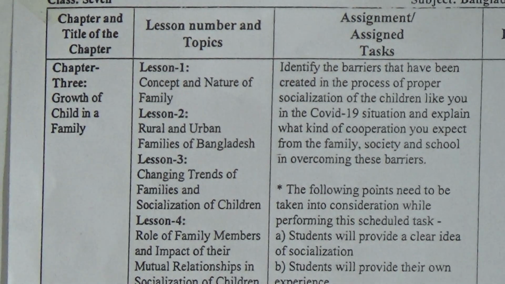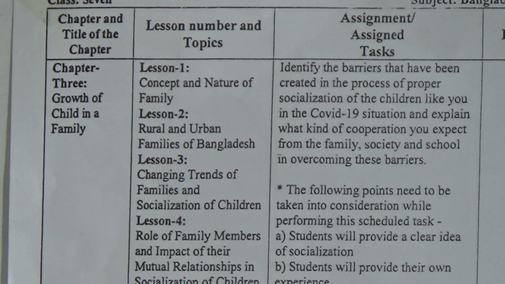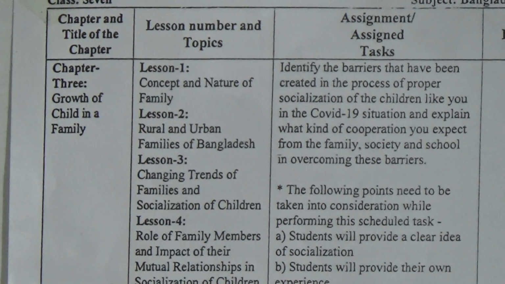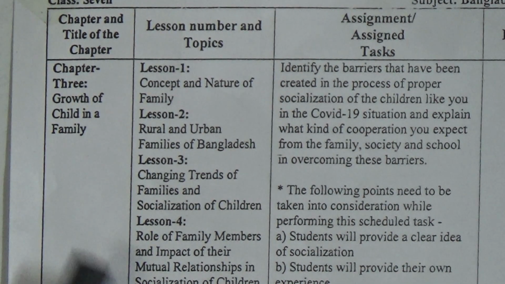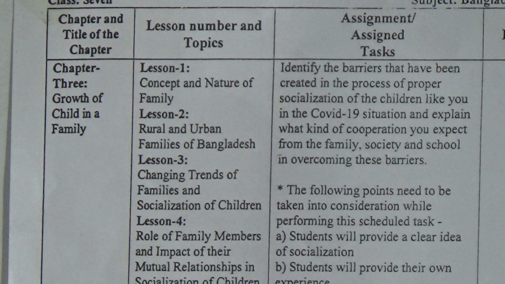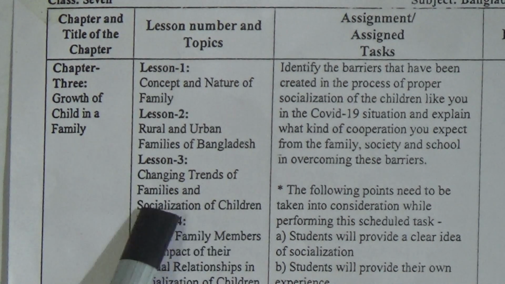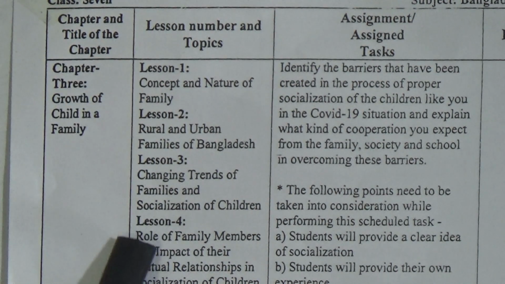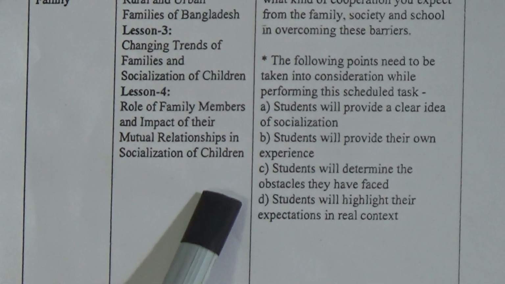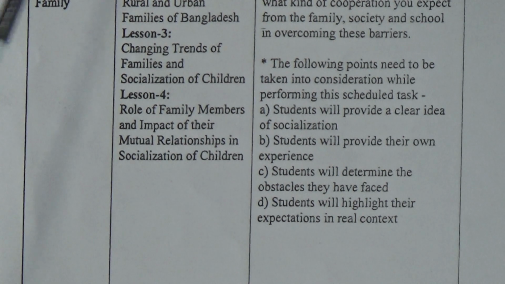The assignment is based on chapter 3, growth of child in a family. There are 4 lessons mentioned in this chapter. Lesson 1, concept and nature of family. Lesson 2, rural and urban families of Bangladesh. Lesson 3, changing trends of families and socialization of children. And lesson 4, role of family members and impact of their mutual relationships in socialization of children. So these are the 4 lessons of chapter 3, and the assignment is based on these 4 lessons.